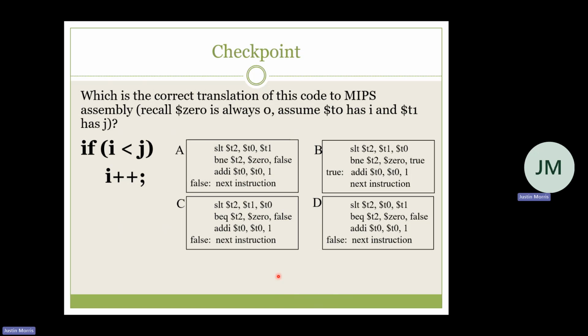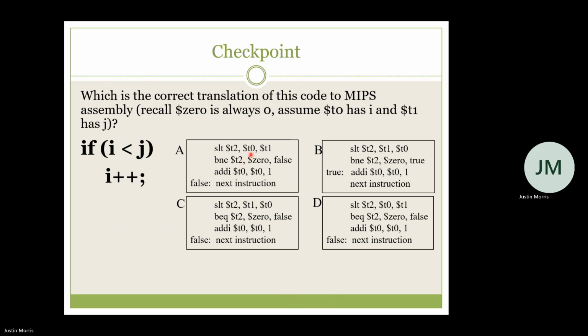Yeah. I chose A. Okay. I forgot what SLT stands for, but set less than. T0 is supposed to be the first operand, so I think that's I. And J is supposed to be T1, and then it's not equal to. So the other one was equal to, so I mean D. That's why I eliminated B and C because of that, and because of the second line, I eliminated D.